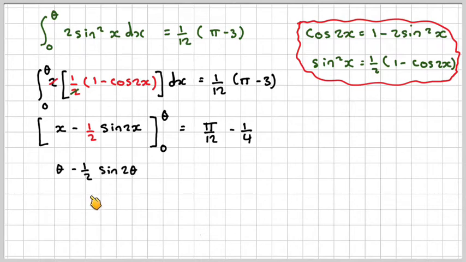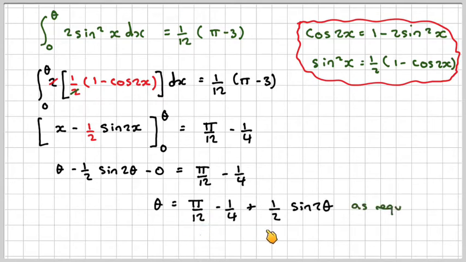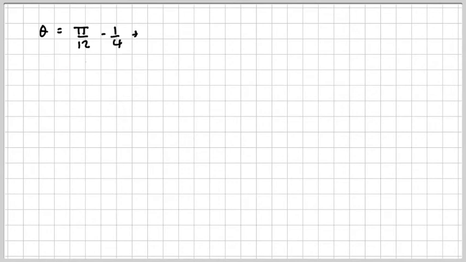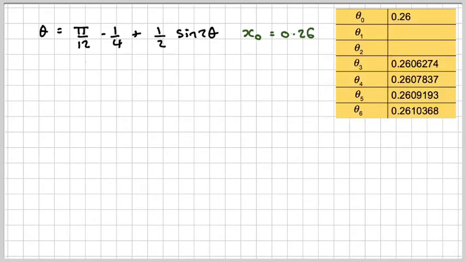So that will give me theta minus a half sine 2x. When I put theta in, and when I put 0 in, conveniently I get nothing. And it's still equal to pi over 12 minus a quarter. Making theta the subject, we get theta is pi over 12 minus a quarter plus a half of sine 2 theta as required. Right, so using that, with x0 being equal to 0.26, we've got to calculate the next two iterations.